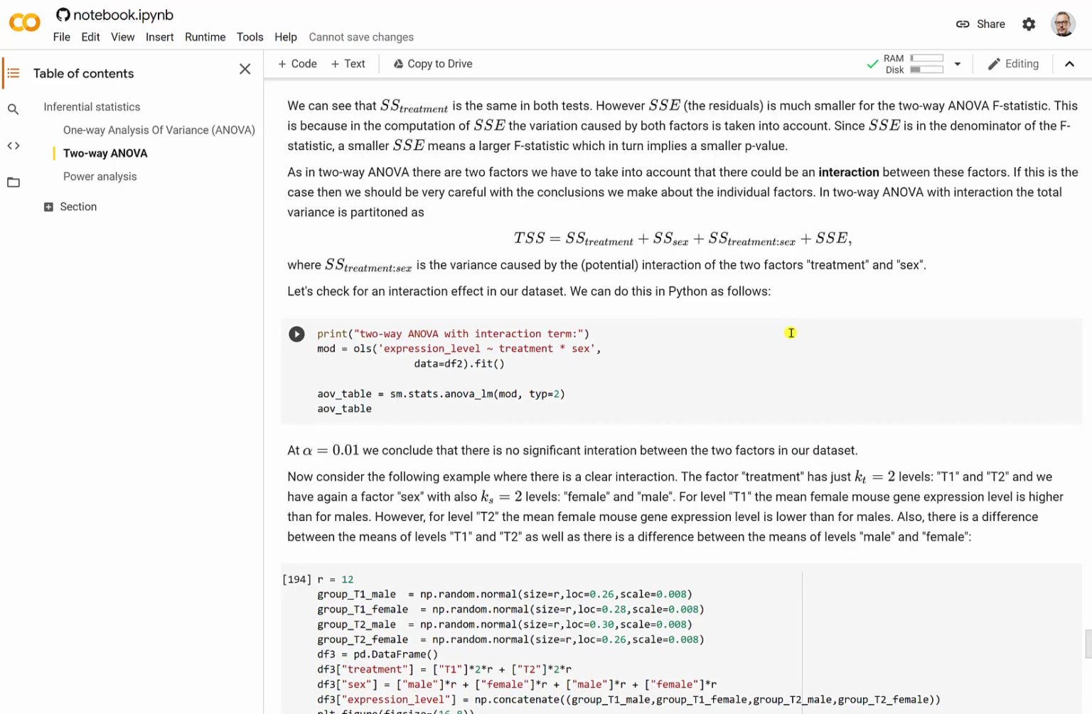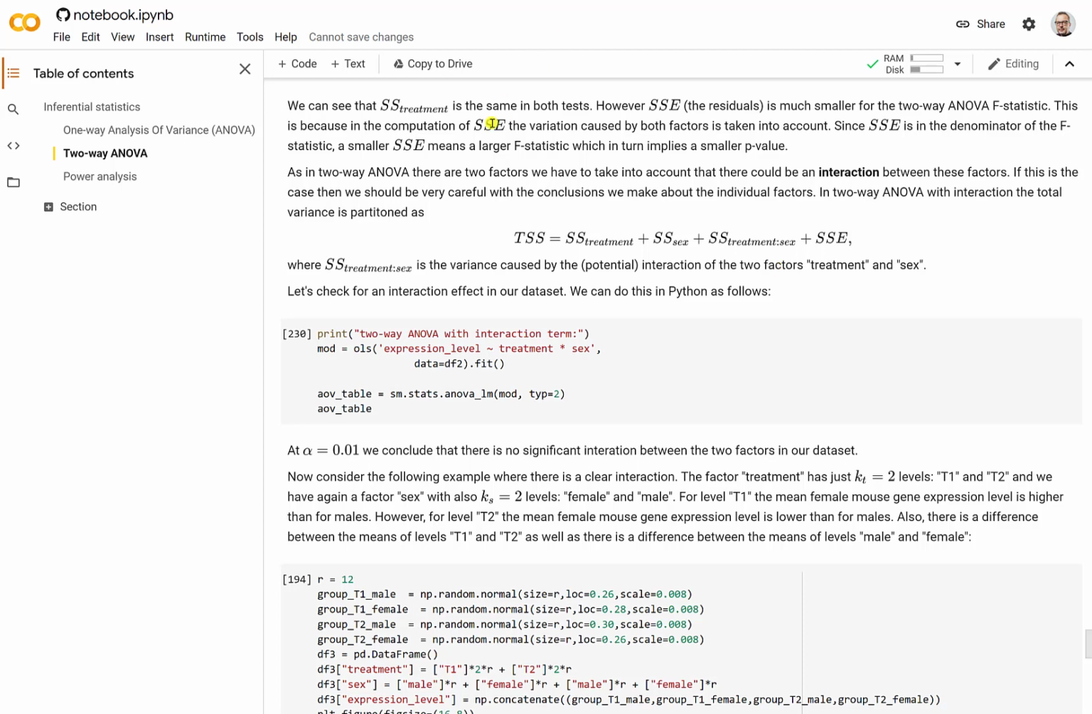Next to adding factors to the analysis, we can also look at interaction between factors. And so an example of such an interaction is that suppose we have two factors, again treatment, in this case treatment has two levels, T1 and T2, and that we again have a factor sex with again two levels, male and female. But this time in treatment 1, the expression level of our gene is higher for males than for females. And when we apply treatment 2, in general what we see is that the expression level is lower for males than for females, right? So there is an interaction between those two factors.